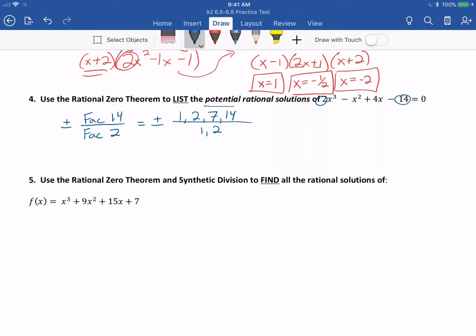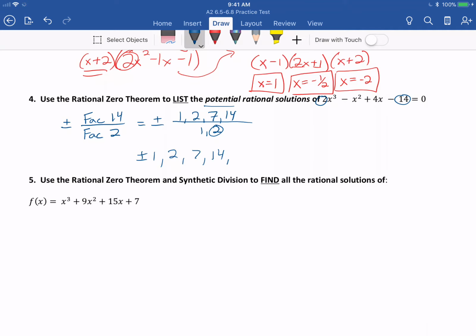So now for your final answer here, you should end up with plus or minus, and then everything on the top needs to talk with everything on the bottom. So 1 divided by 1 is 1, 2 divided by 1 is 2, 7 divided by 1 is 7, and those are the easy ones. But now these need to talk with the 2.